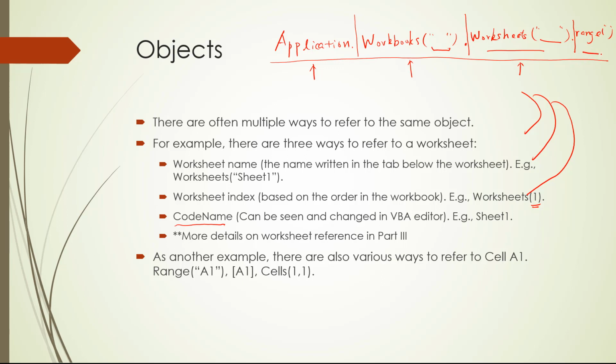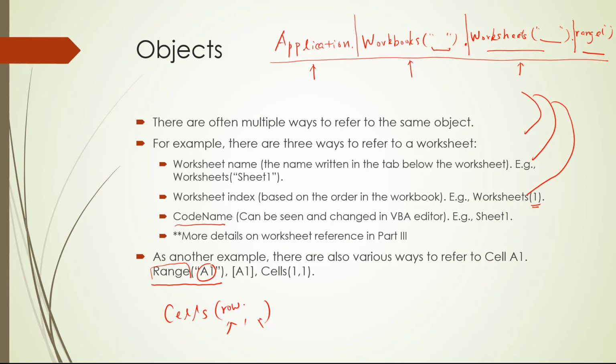And also to refer to a cell or multiple cells, we also have many different ways. What we did is use the range keyword and then say the name of the cell. So this is cell A1 under the range keyword. To refer to the same cell, we can also use the cells keyword. So the cells keyword takes 2 integers.